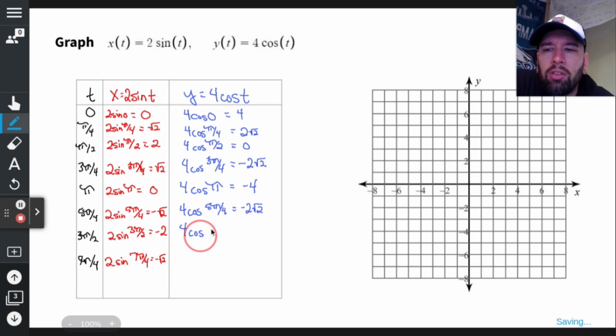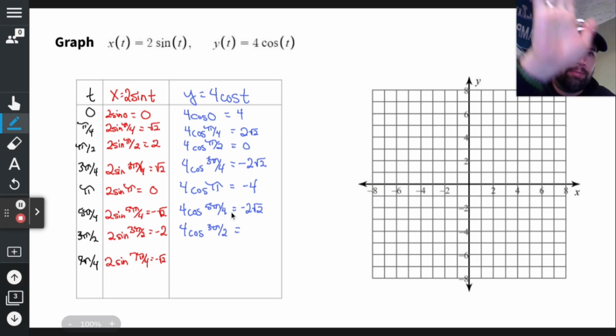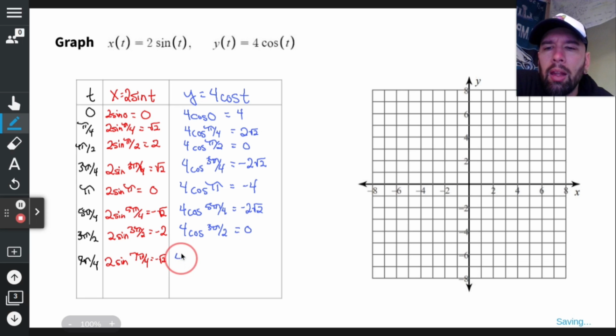4 cos 3 pi over 2 is going to be 0 because it's that x value of that. And then 4 cos 7 pi over 4 is going to be positive root 2 over 2. So 4 times positive root 2 over 2 is 2 root 2.